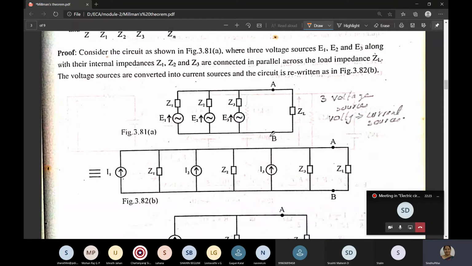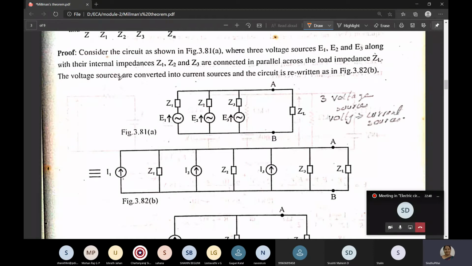To prove that, they will consider only 3 voltage sources. Consider the circuit where only 3 voltage sources are given, E1, E2 and E3, along with their internal impedances Z1, Z2 and Z3. All these voltage sources are connected in parallel. That is important. Voltage sources connected in parallel with their internal impedances, and we have a load ZL.